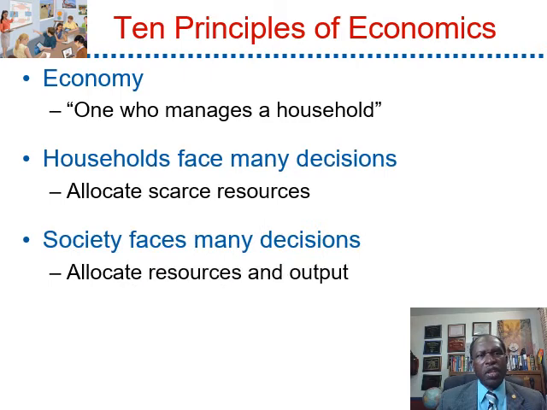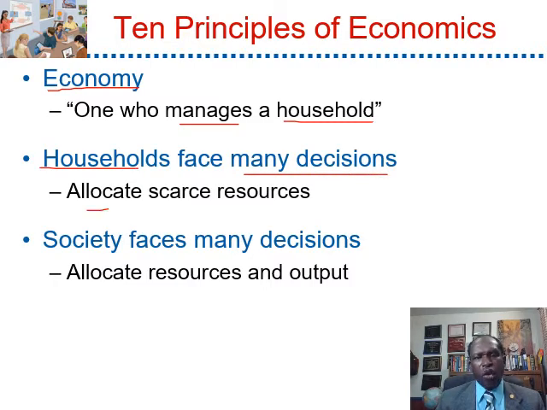Let's begin with the definition of economy. Economy is one who manages a household. For instance, a household is someone who can cook, drive, or go to work. Household faces many decisions. They have to allocate scarce resources. Resources are also called factors of production. There are four types of factors of production: land, labor, capital, and entrepreneurship.